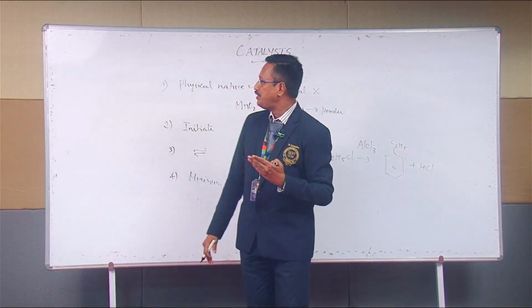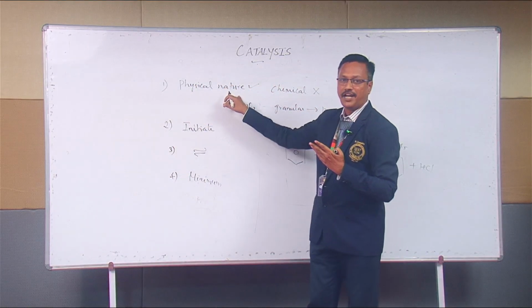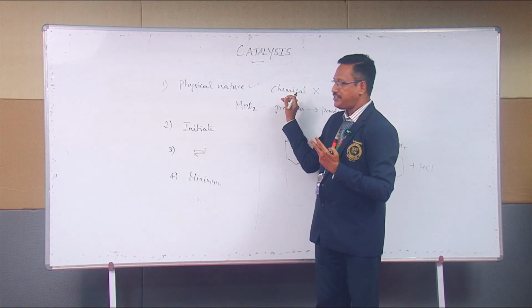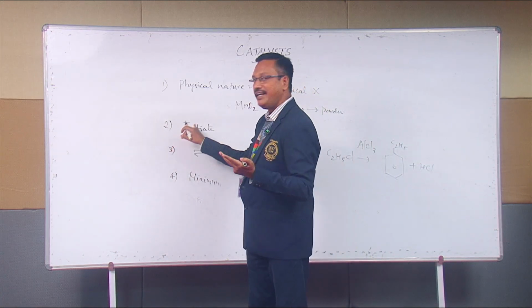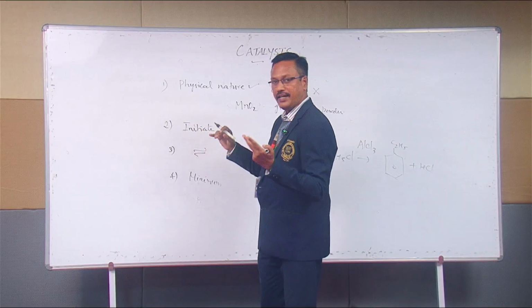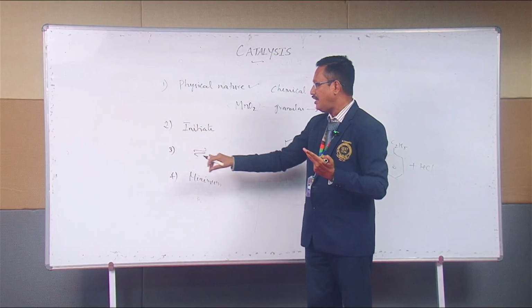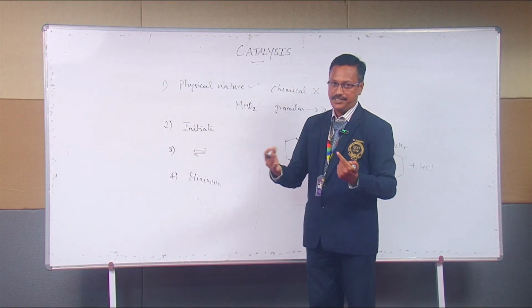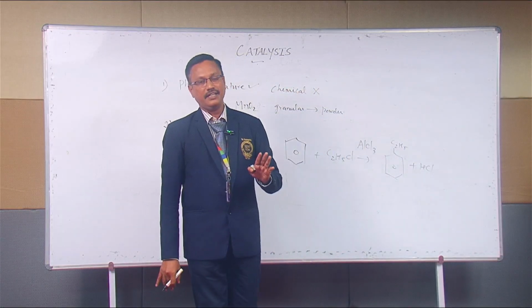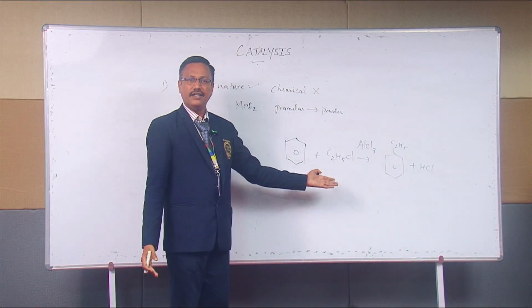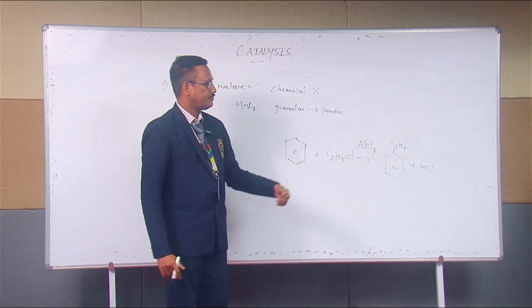So what are the first four things we have discussed? Physical nature can be changed, chemical cannot be changed. The catalyst cannot initiate any reaction. It can only speed up or slow down the reaction. The equilibrium cannot be changed. Number four, a minimum quantity is sufficient for most inorganic reactions, with very few exceptions like the Friedel-Crafts reaction. Right.